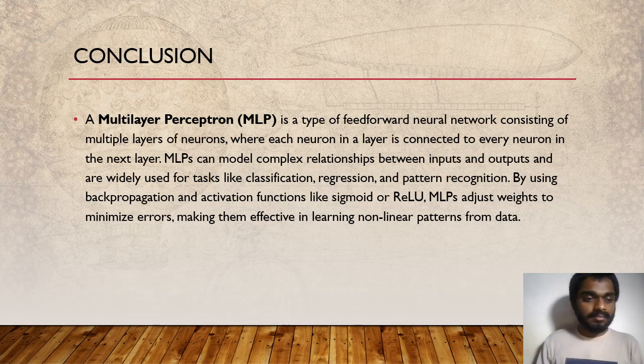MLPs also have some limitations. They are training complexity, overfitting, and interpretability. Training complexity: training large MLPs can be computationally expensive, especially for deep networks. Overfitting: MLPs can be prone to overfitting, especially when the network is too complex or the training data is limited. Interpretability: understanding the internal workings of a complex MLP can be challenging, making it difficult to interpret the model.